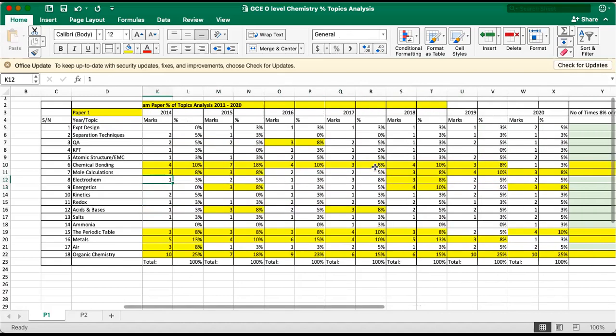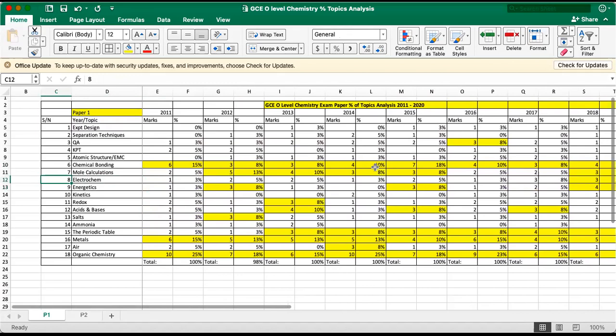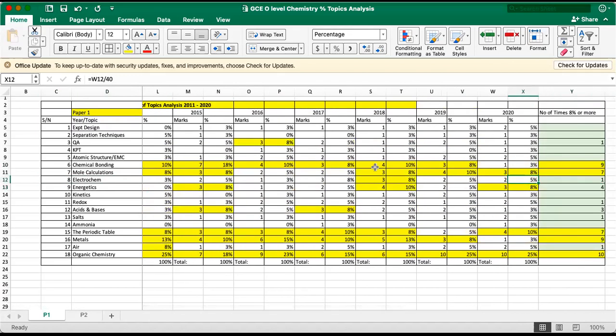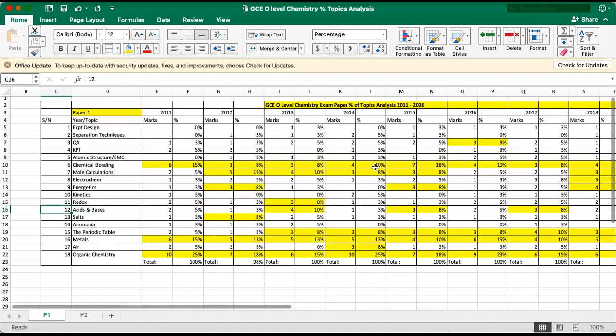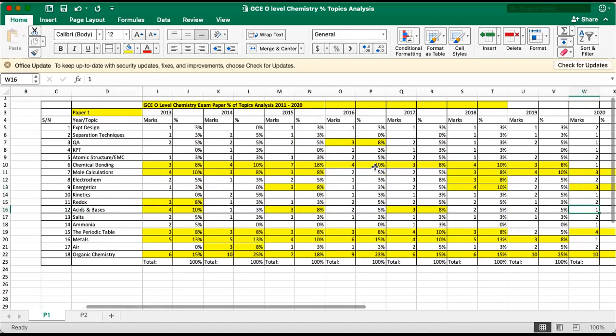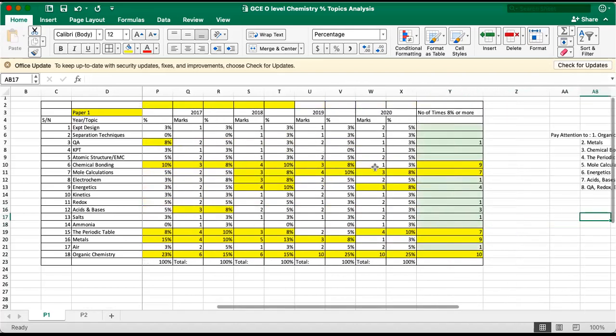Surprisingly, electrochem has been losing its importance over the years. In the earlier years, we see more electrochem questions. And also in the earlier years, we see more acid-base questions when we look at paper two later. In MCQ, if you look at your topical 10 series, you don't really see a lot of acid-base questions. They don't really test so much in MCQ, surprisingly.